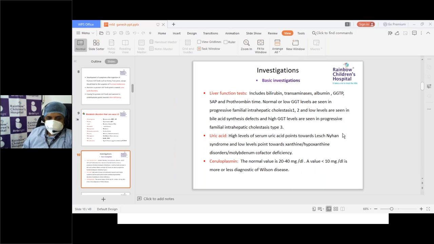Similarly, a low GGTP may be found in bile acid synthesis defects, etc. Uric acid. High levels of serum uric acid are seen in conditions like Lesch-Nyhan syndrome.